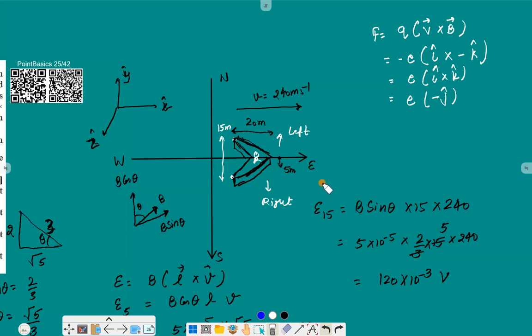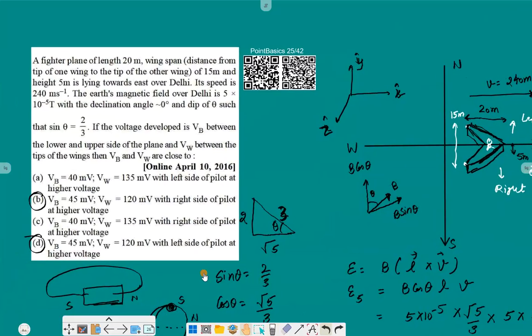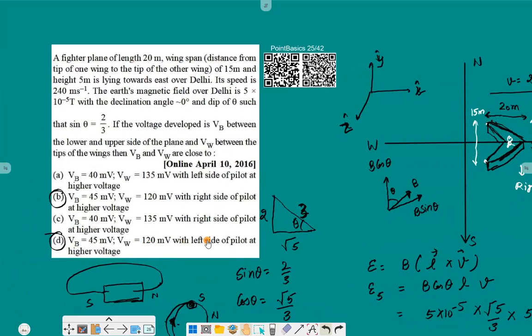So all of the electrons will come towards this right direction. So electrons will deposit here, and on the upper side we will have positive charge. So left hand side will be positive and the right hand side will be negative. And from this we can say left hand side of the pilot is at higher potential. So option D will be the right answer here. Let's move to the next one.